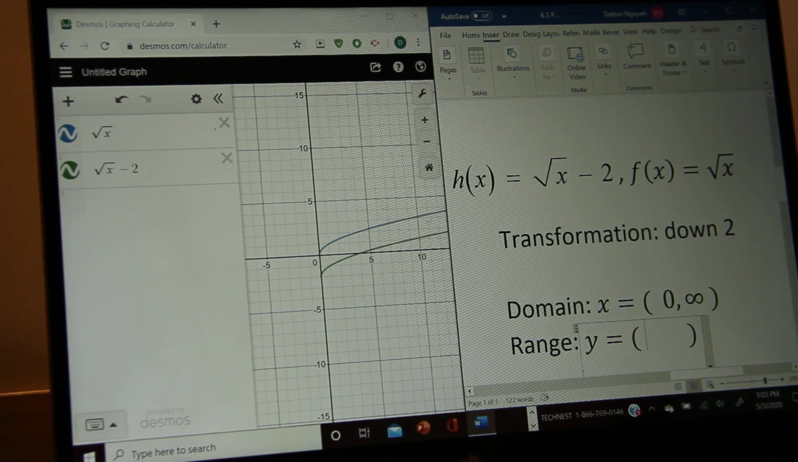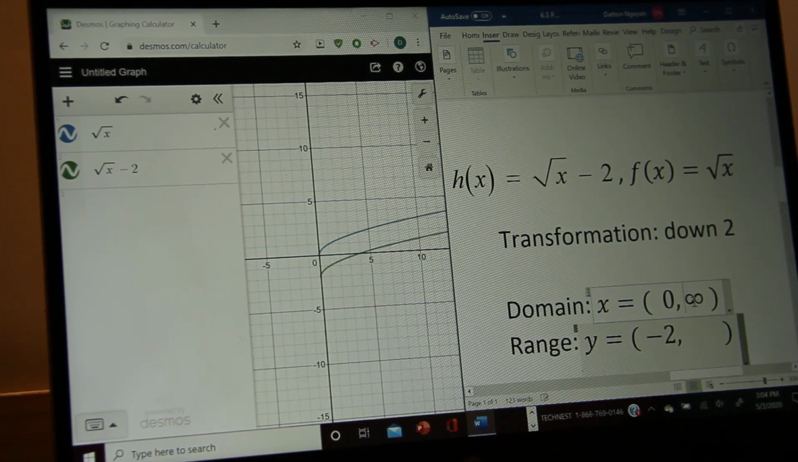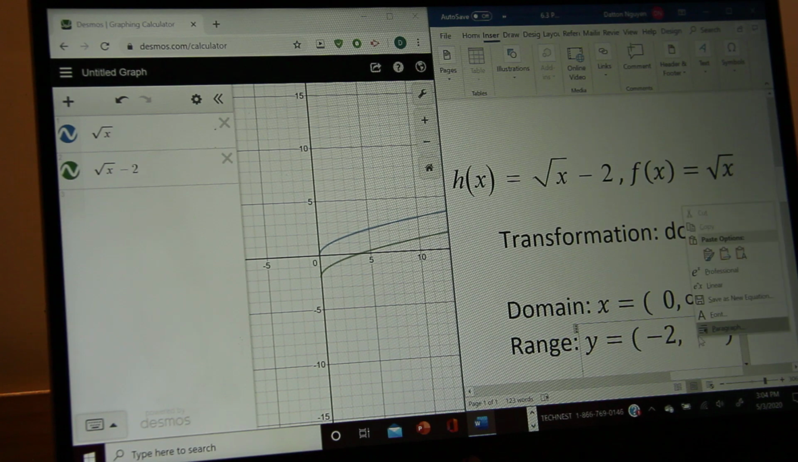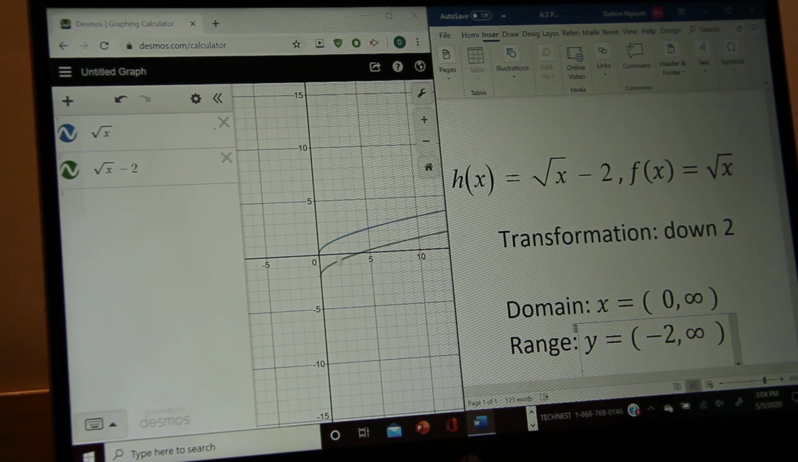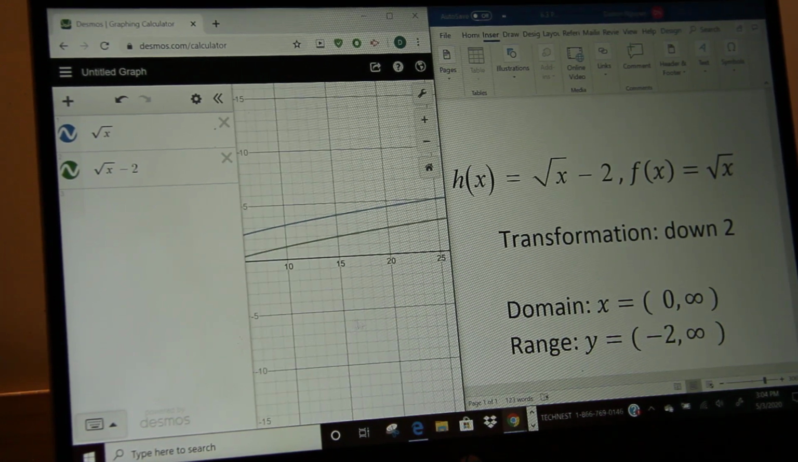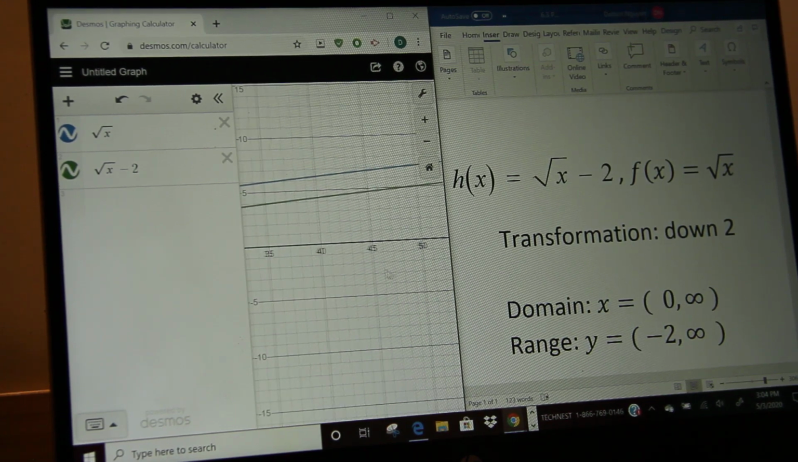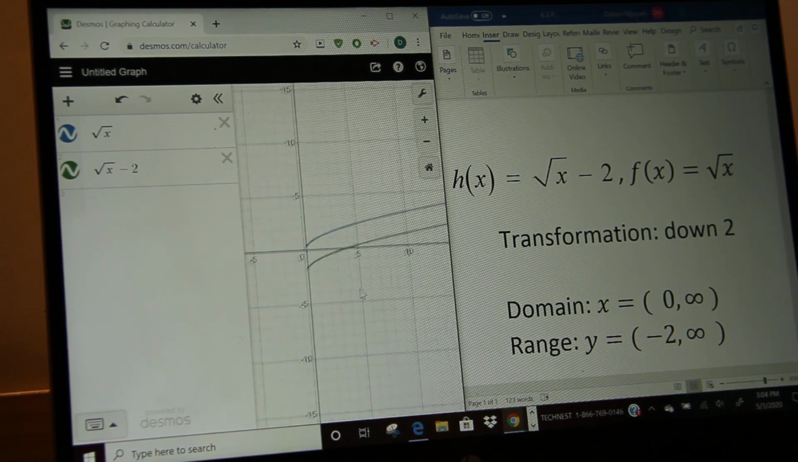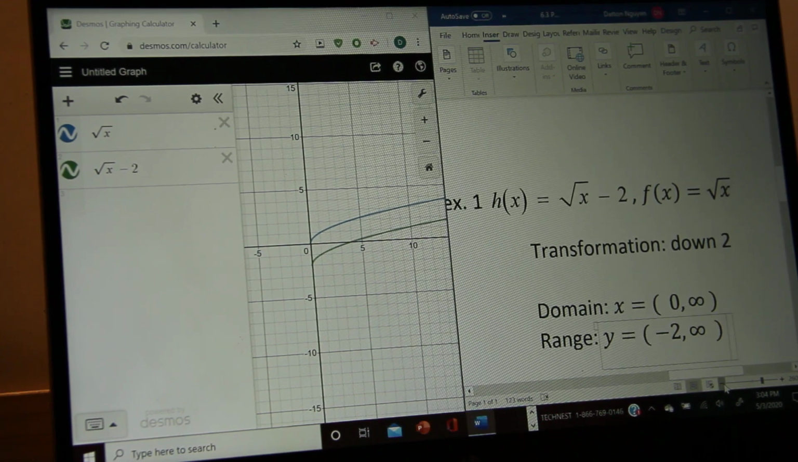But where does my range start? My range would have started at 0 for the parent function, but instead it starts at -2. So I'm going to write down -2, comma, infinity. Because notice that it's not only is it going to the right, but it's also going where? It's going up. See? It keeps going up, keeps going up, keeps going up. Okay, so it's rising above the x-axis steadily. Okay? And that's all you have to do. Okay? So that's this part of the example.